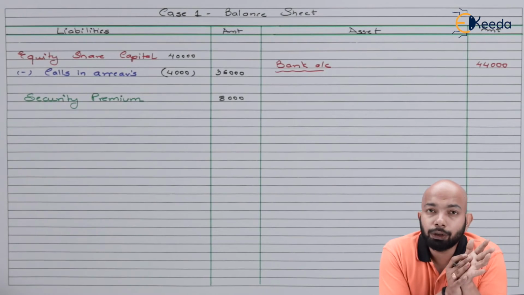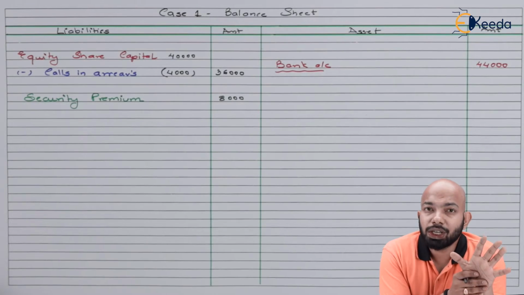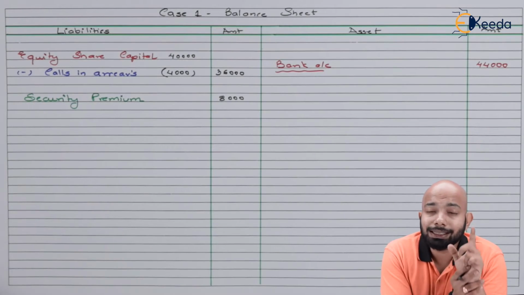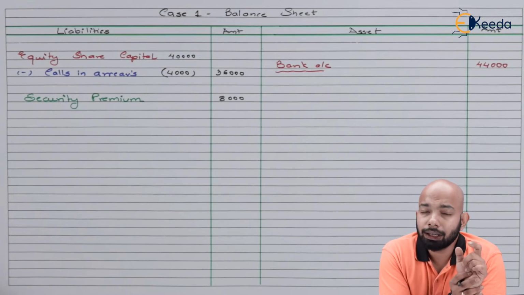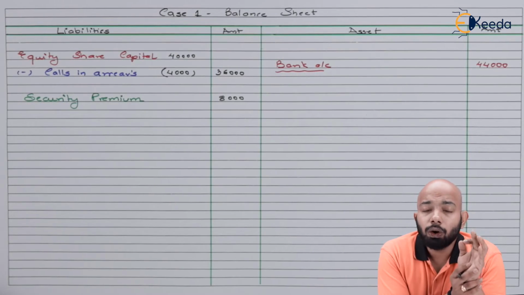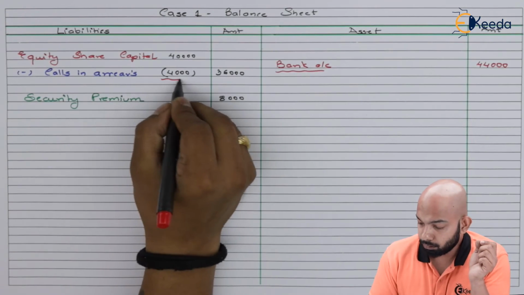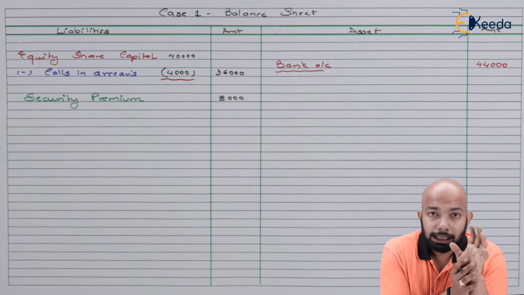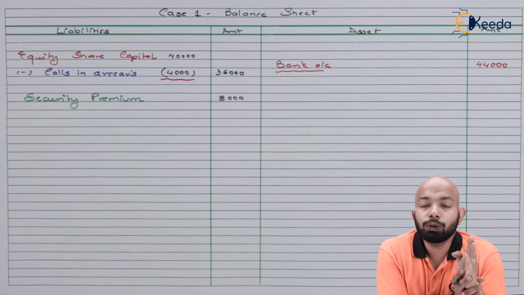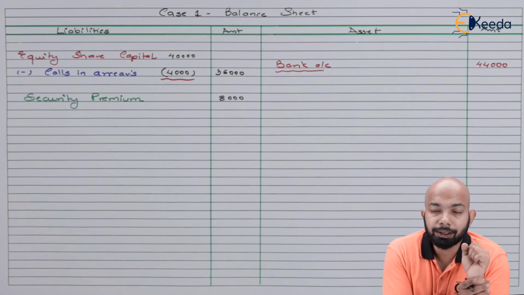The next one will refer to equity share capital. The total comes to 4,000 shares multiplied by 10 rupees. That is 40,000 is the amount that we have received in equity share capital, out of which calls in arrears will be subtracted. That amounts to 4,000 rupees. So 40,000 minus 4,000 gives you a balance of 36,000, which has been moved in the outer column here.